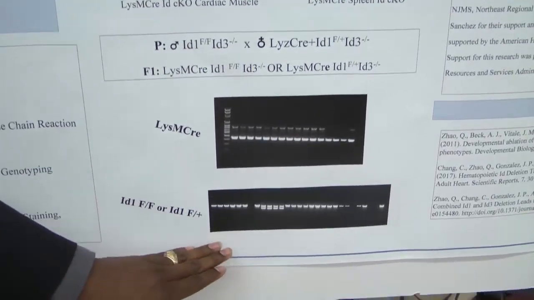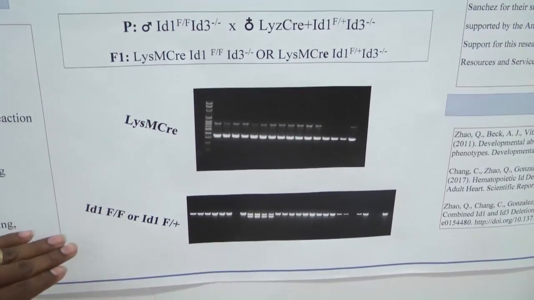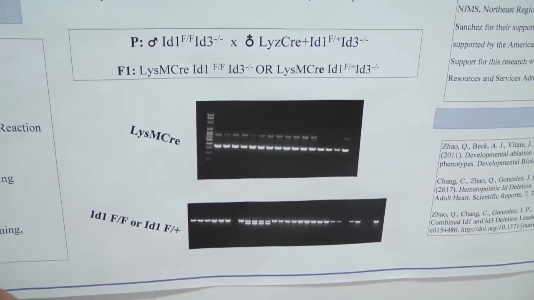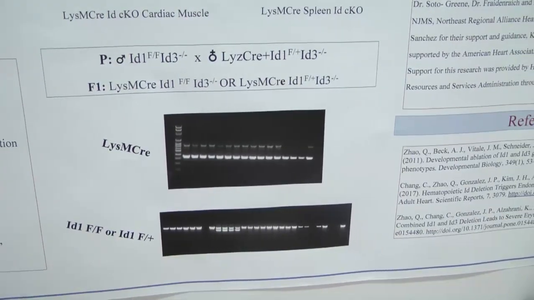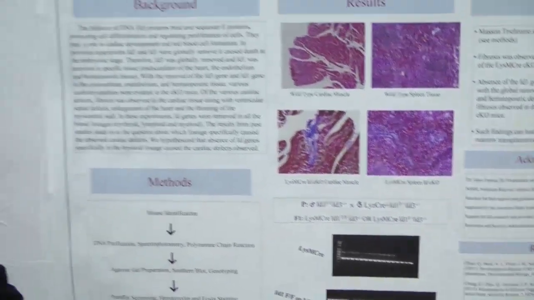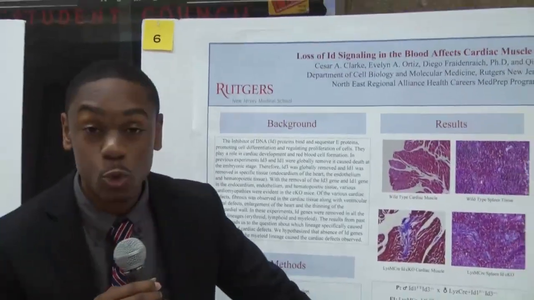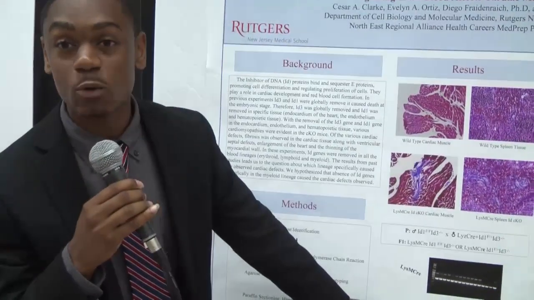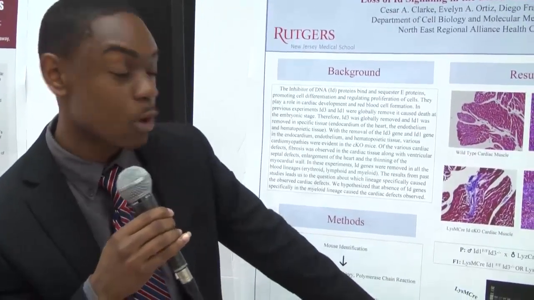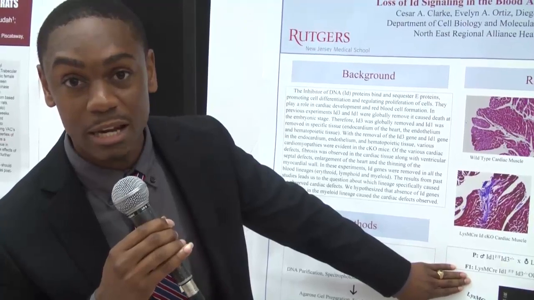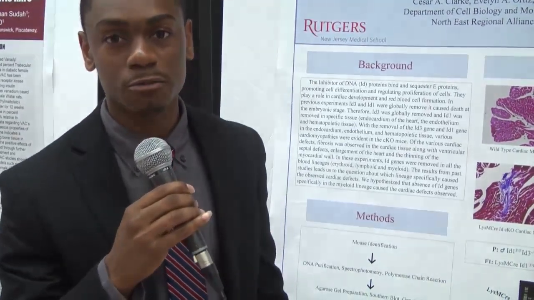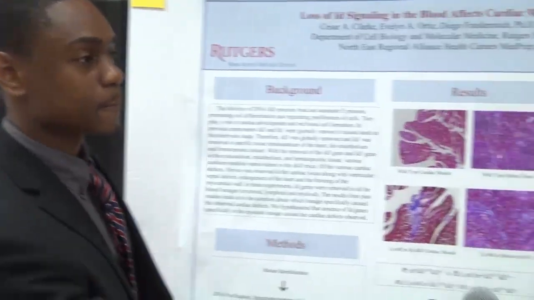In this bottom result, this is basically showing whether or not ID1 was present as flux and or ID1 flux plus. Since there are different lengths of DNA fragments, the bigger one would move slower as opposed to the smaller one. So if you see two bands, we know that that mice had an ID1 flux plus, as opposed to one band, it's ID1 flux. And if ID1 flux and lyse MCRE is present in a mice, then that mice would have ID1 absent specifically in the myeloid region, and that's what we're interested in.